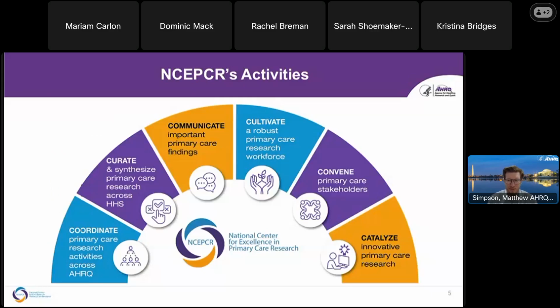NCEPCR's mission is to support transformative primary care research, tools and methods for implementation, and the next generation of primary care research to improve the delivery of primary care. To achieve this mission, NCEPCR engages in several key activities displayed on this slide. One of the key activities is to communicate important primary care findings to the primary care community. In that regard, I'm excited to announce that we have recently published a series of impact stories that highlight actionable findings from AHRQ-funded primary care research.